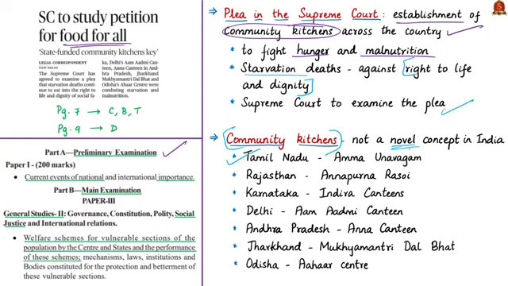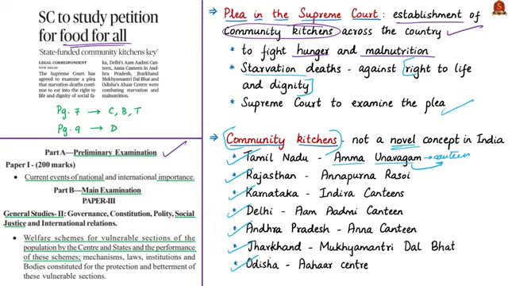This Amma Unavagam involves self-help groups. It employed the poor to serve hygienic food at cheaper prices. This is to eradicate the prevalent problem of hunger. The petition also referred to some other programs which are similar to Tamil Nadu's Amma Unavagam. Some other programs are Rajasthan's Annapurna Rasoi, Indira canteens in Karnataka, Aam Aadmi canteen in Delhi, Anna canteen in Andhra Pradesh, Mukhyamantri Dal Bhat in Jharkhand and Ahaar Center in Odisha.